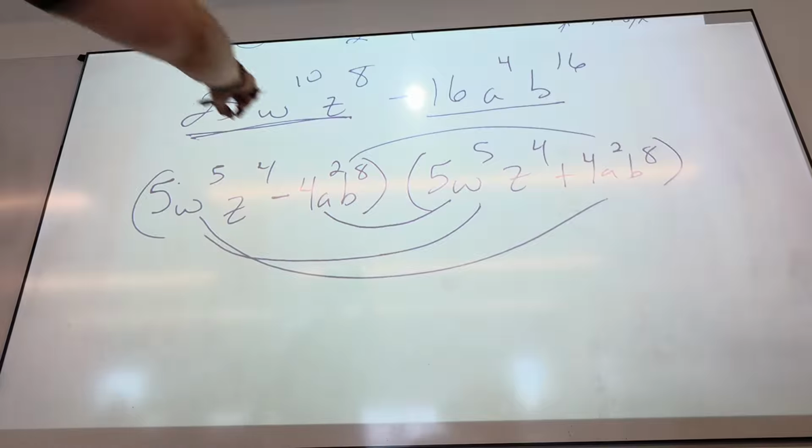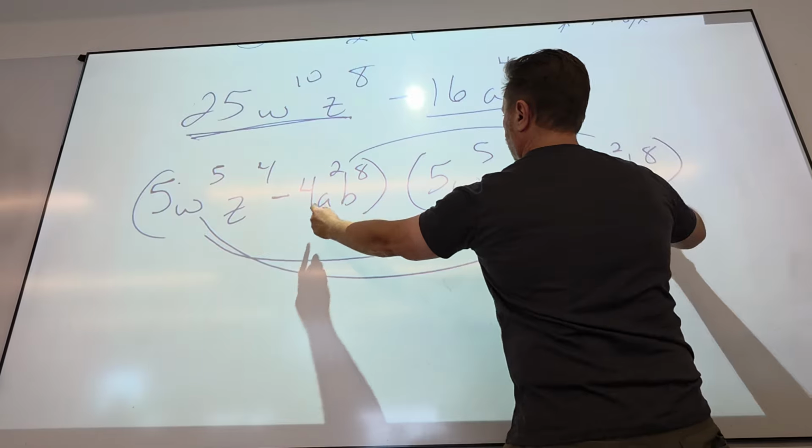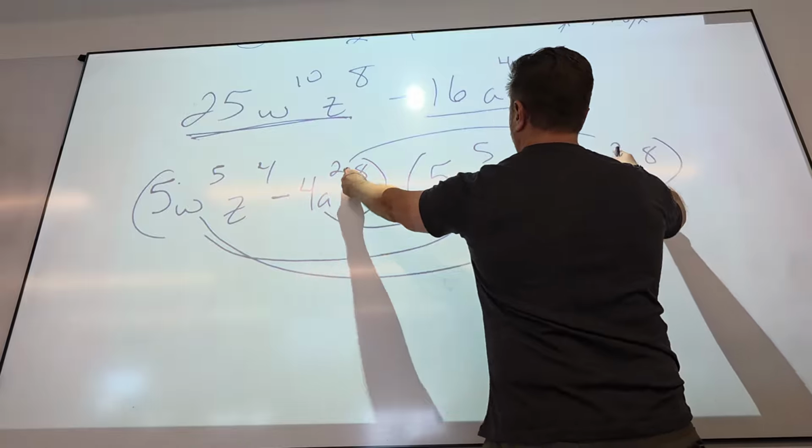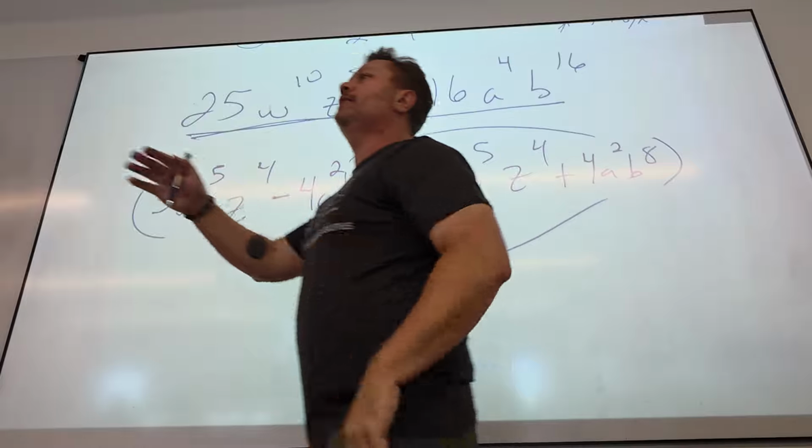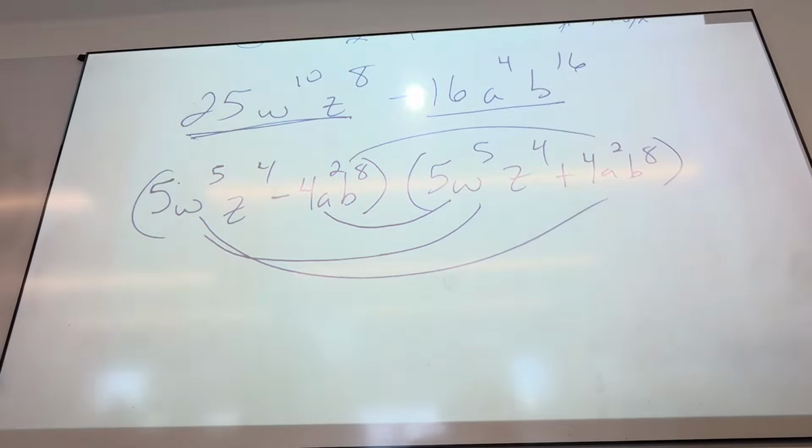If you FOIL this, what do you get when you multiply this by this? 16, a to the 4th, b to the 16th, yes? Because you add powers. It's because of the fact that we add powers when we multiply.